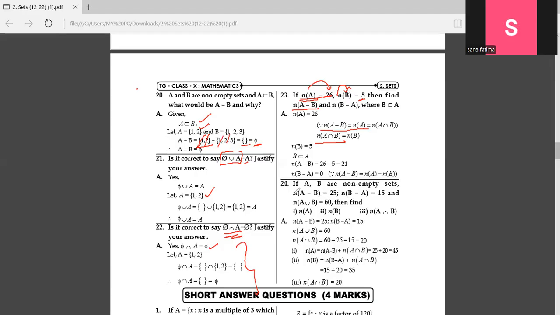It is given here N of A minus B. It is read as N of A minus B is equal to 25. N of B minus A is 25. N of A union B is 60. Then you have to find N of A, N of B, N of A intersection B.